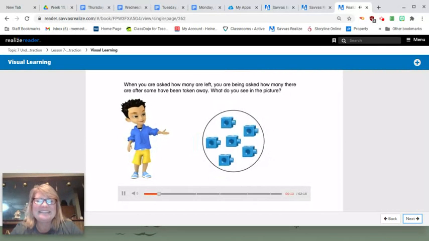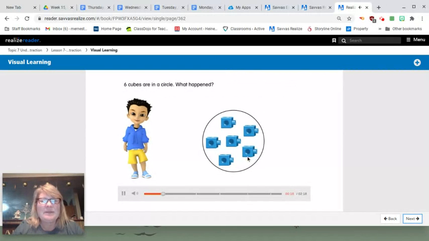What do you see in the picture? 1 cube was taken out of the circle. What do you see now? 1, 2, 3, 4, 5 in a circle. 6. There are 6.